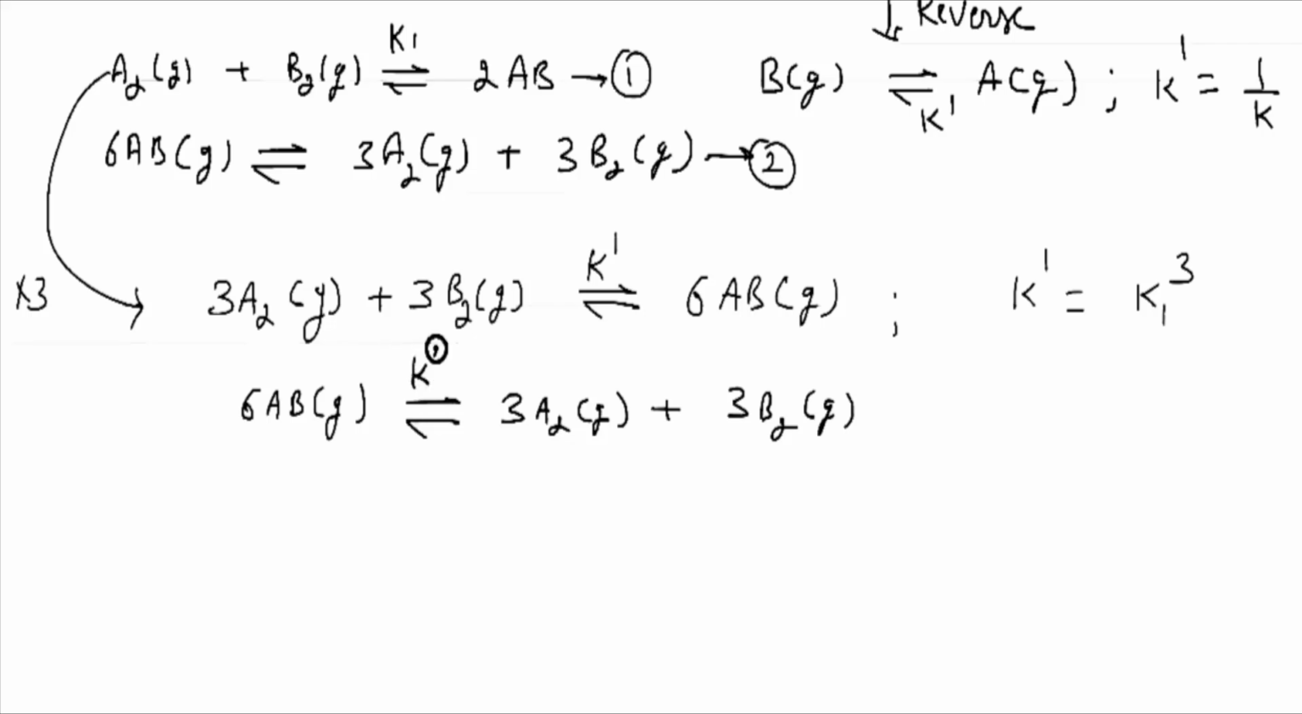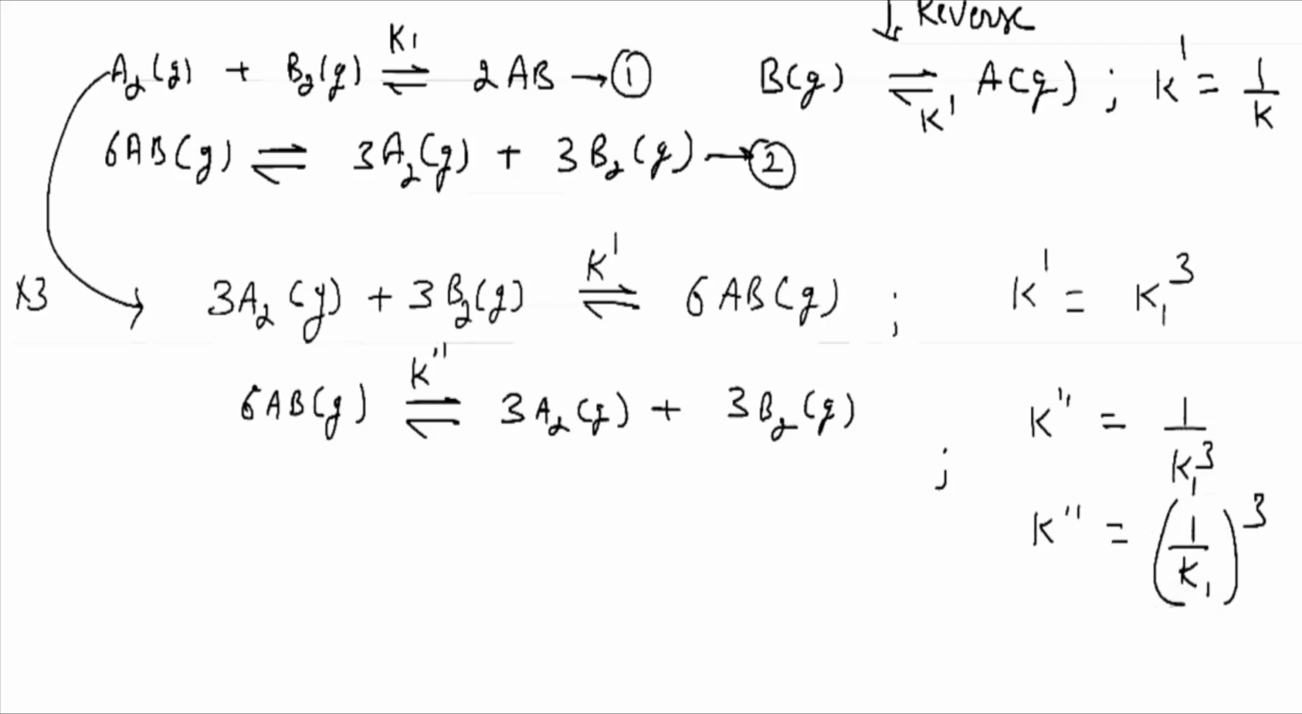So for this reaction, let's say the new equilibrium constant is K double dash. So the new equilibrium constant becomes K double dash equals 1 by k1 to the power 3. Or you can say K double dash is equal to 1 by k1, so it is equal to 1 by k1 to the power 3.